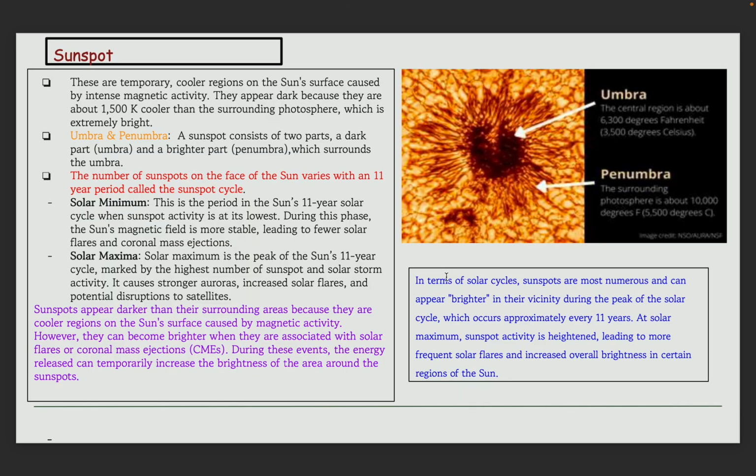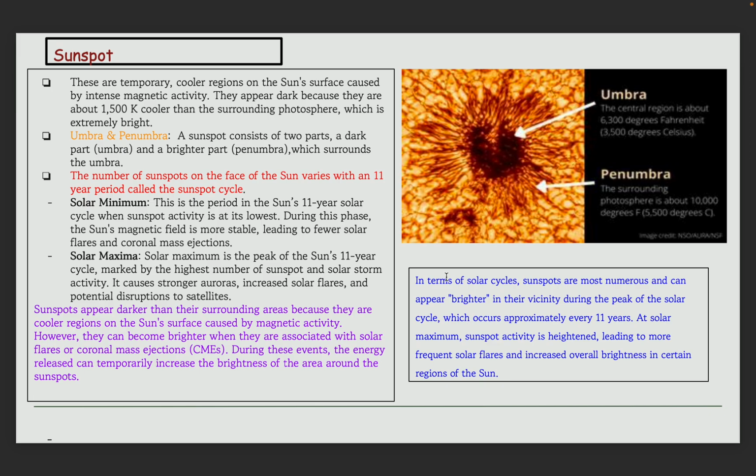So, what are sunspots? Sunspots are temporary cooler regions on the sun's surface that are caused by the intense magnetic activity of the sun. Sunspots appear dark because they are about 1,500 Kelvin colder than the surrounding photosphere. The photosphere has a temperature of about 6,000 Kelvin, and the sunspot regions are colder than the photosphere.